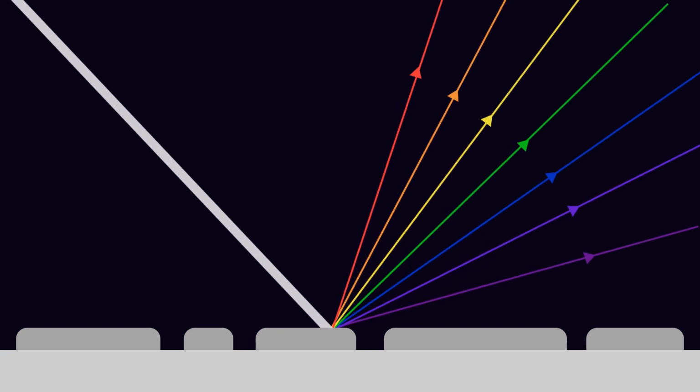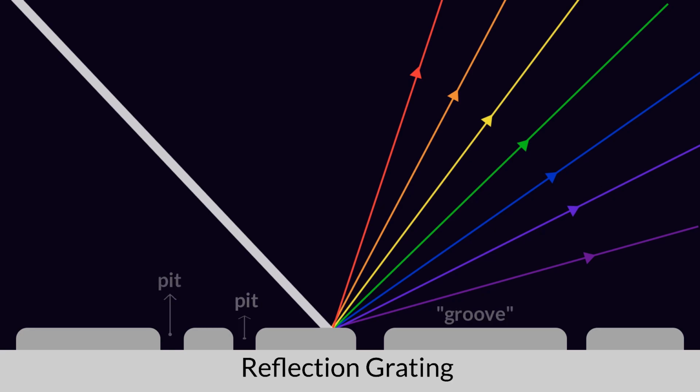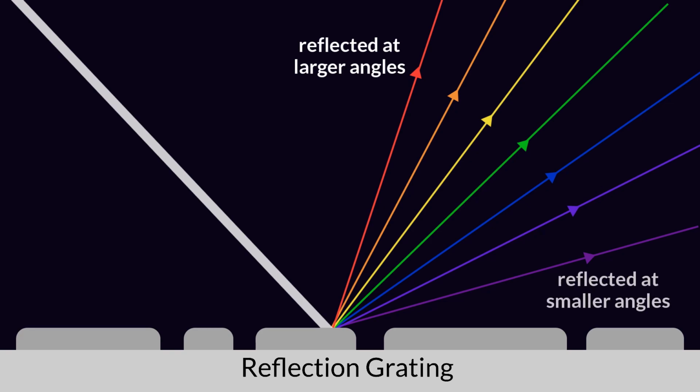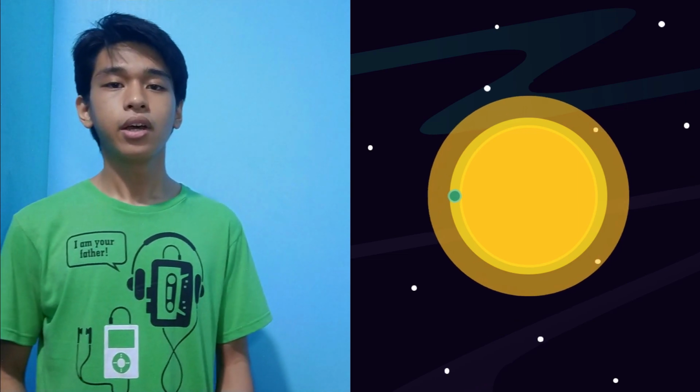When light from a source hits the CD, its different component wavelengths or colors are spread at different angles since the CD would act as a reflection grating due to the presence of the small pits. The more reddish light is reflected at larger angles, while the bluish light is reflected at smaller angles. Well, what does this have to do with stars? The key here is in the different colors of light.